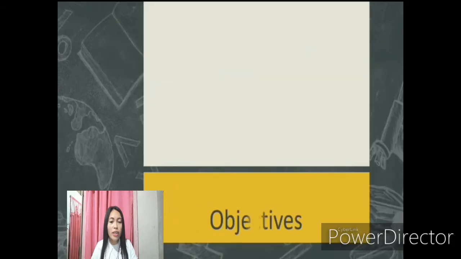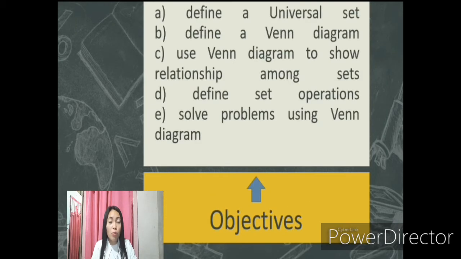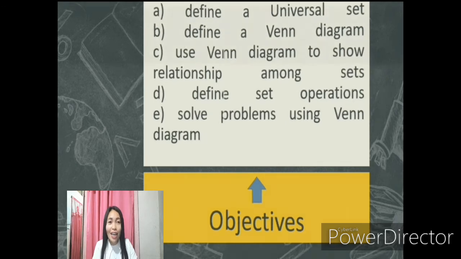But before we start, let us first have our objectives. And these are, first, define a universal set. Next, define a Venn diagram. Third would be use Venn diagram to show relationship among sets. Fourth would be define set operations. And the last one would be solve some problems using Venn diagram. So what are we waiting for? Come on, join me in learning set operations and Venn diagram.